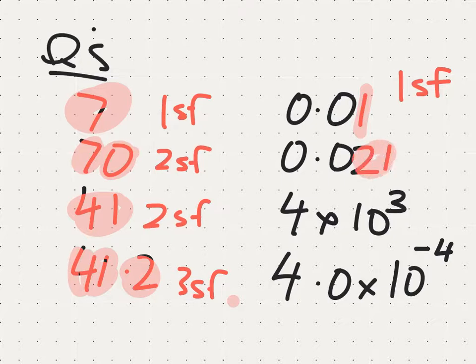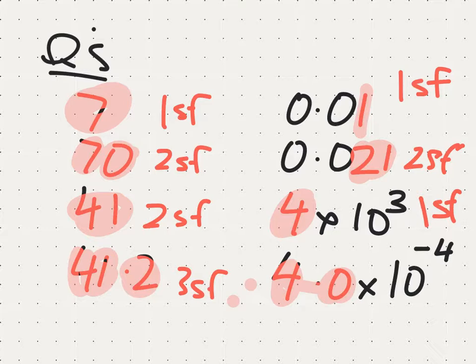0.021, again, those 2 zeros are on the left-hand side, they don't count. That number has 2 significant figures. 4 times 10 to the 3, well, that's just 1, because that's the 4 there. So 1 significant figure. And this last number here, 4.0, zeros to the right-hand side, so that counts. That one's 2 significant figures.